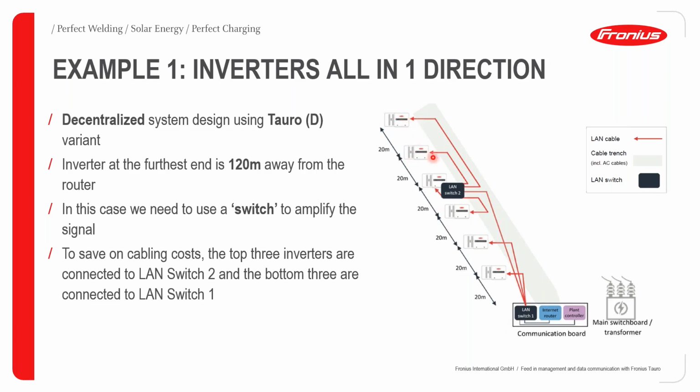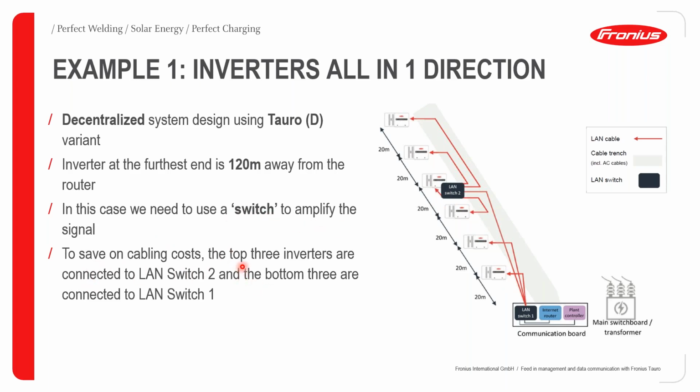The distance between each inverter in this example is 20 meters. The inverter at the furthest end is 120 meters away from the router. Remember, in the previous slide, I told you that we cannot exceed 100 meters point to point for an Ethernet connection. So in this case, where this inverter is 120 meters away from the router, we have to use a LAN switch in order to extend our signal.